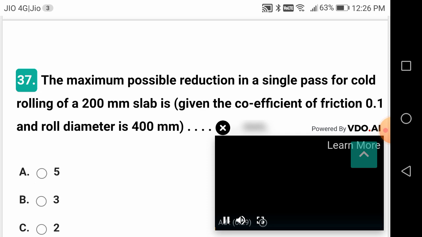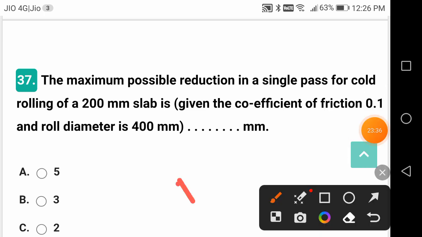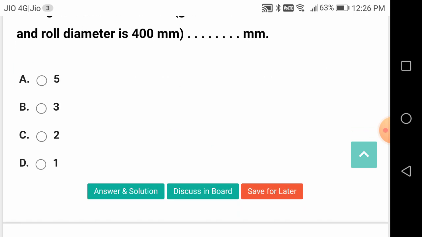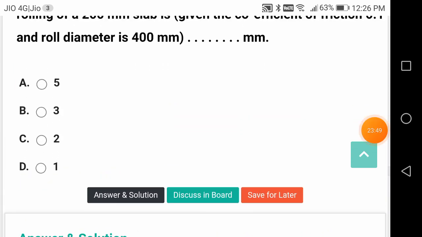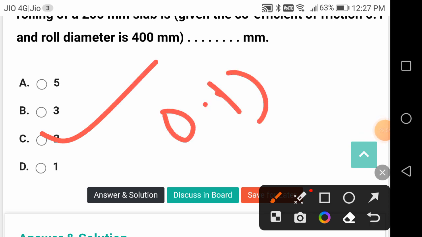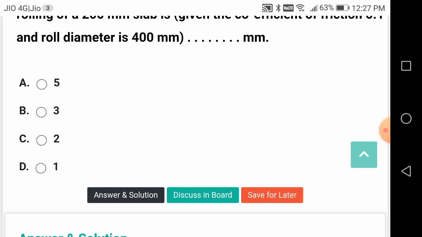0.1 and roll diameter 400 mm. Friends, I think the formula is mu square into R. Just check, it should be 0.1 square into 0.01 into R, that is 200. So the maximum reduction is equal to 0.1 square into radius, is equal to 200. This is the maximum.